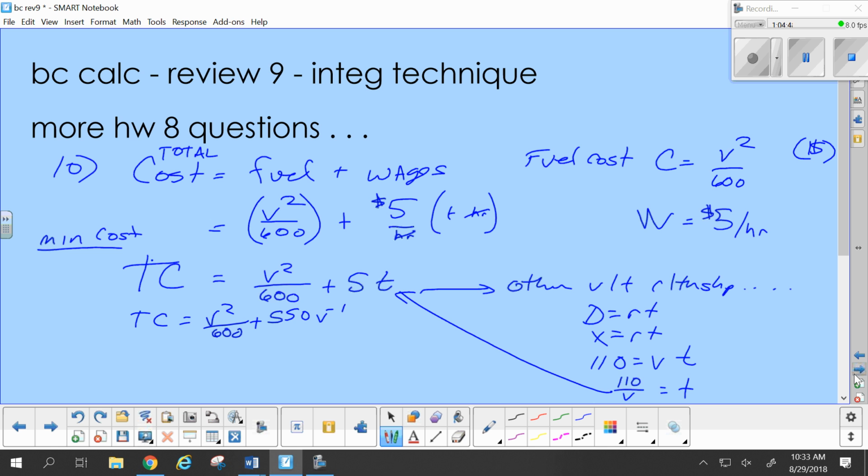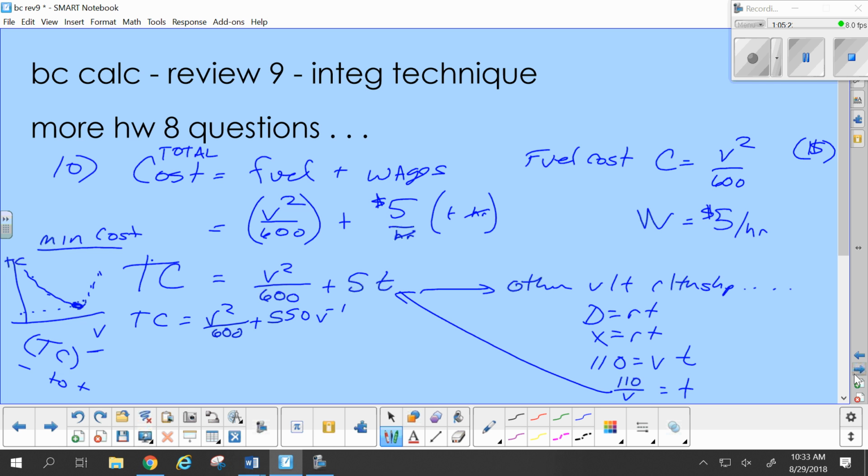Continue? Okay, I don't know exactly what the shape of this looks like, but it seems like different v's will result in different costs. My goal is to find the minimum. I really need to know when cost stops decreasing and starts increasing. That's the best case, the least cost. So I want to minimize by finding where TC prime goes from negative to positive.